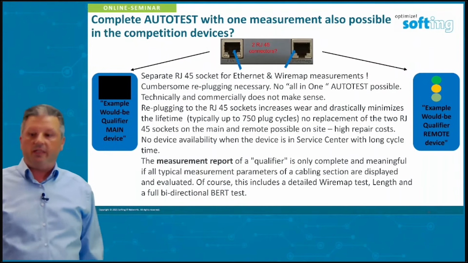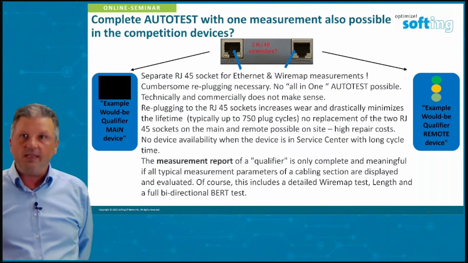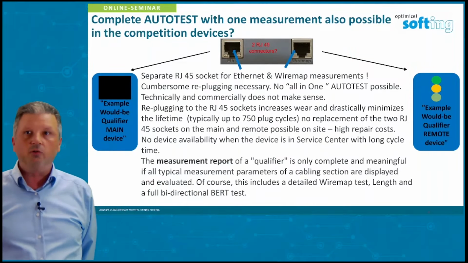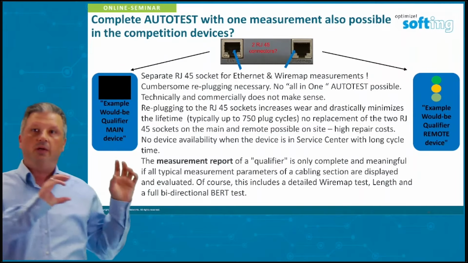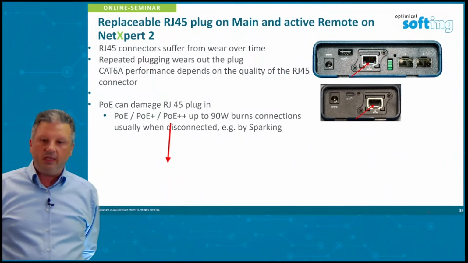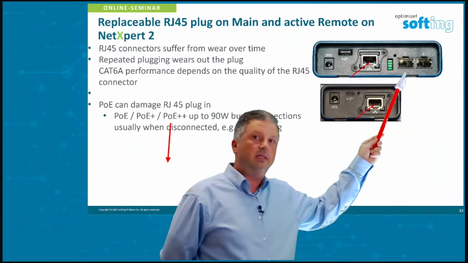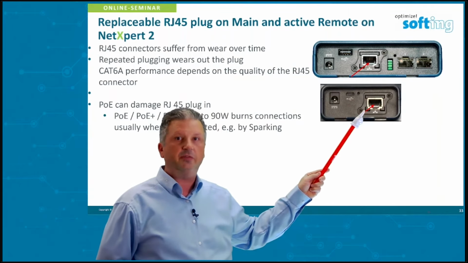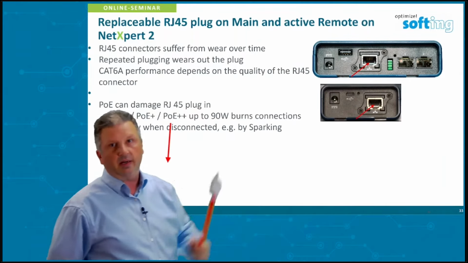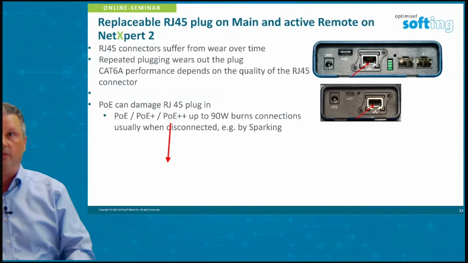It is really important, when you have a reporting on a qualifying system, that you have everything included: wire map, BERT testing, signal to noise measurement, and not only a separate wire map or only BERT testing results. For this case, we have a really good solution in our NetXpert. You see here on the main unit and also on the remote unit, we have replaceable RJ45 plugs. There are two screws. You can open this, pull out the RJ45 plug, replace it really fast with a new one, and start to measure.